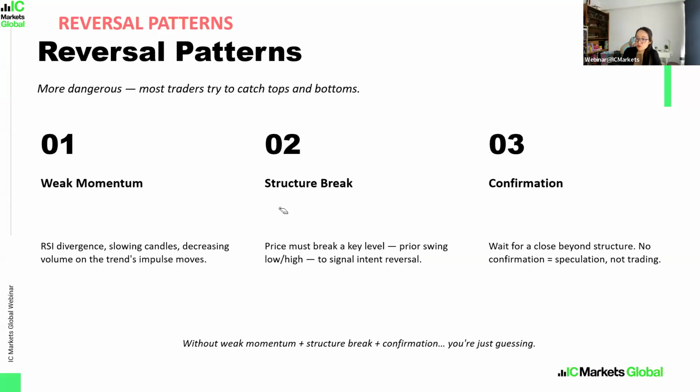And then we have the reversal pattern. Basically, the reversal pattern is the more dangerous, as most traders may try to catch the top and bottom. It shows you the weak momentum. Whenever you see a reversal pattern, you can use the indicator to look for divergence. If price makes a higher high, but momentum makes a lower high, you know divergence, right?